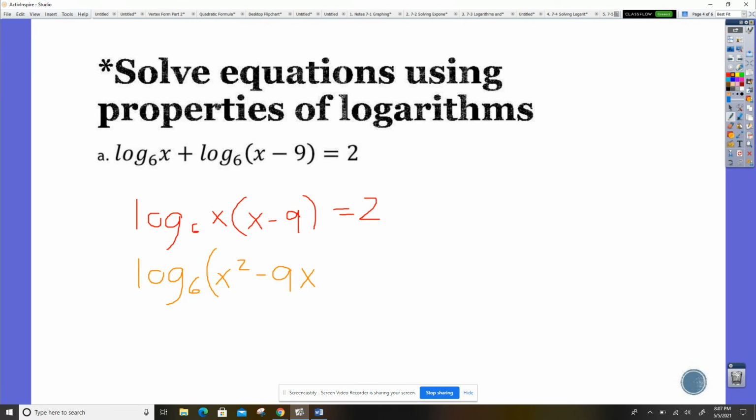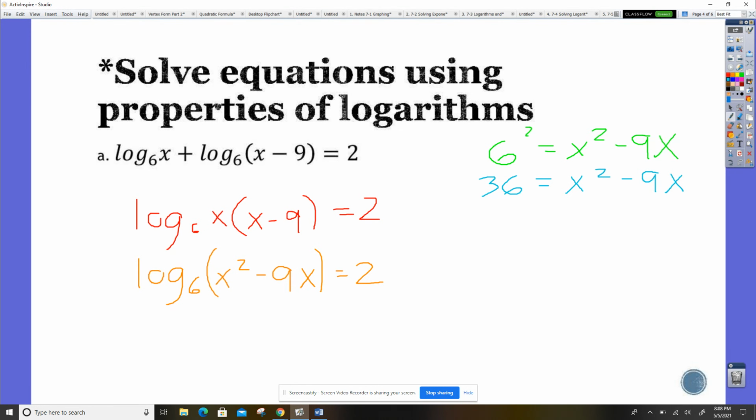Okay? Now that I know that, I can rewrite my log as an exponential. So I'm going to start with my base. I have a base of 6. Okay? 6 to the power of 2 is equal to x squared minus 9x. Well, 6 to the power of 2, that's just 36. So 36 is equal to x squared minus 9x.